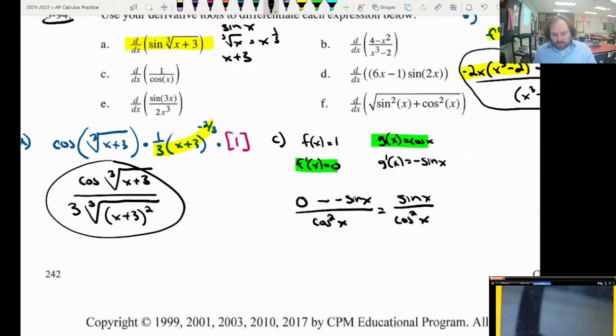Now, we could do a lot of trig identity stuff with this, but I'm going to circle it and leave it for later. I do want you to realize that this is equal to the derivative with respect to x of the secant of x, which we're going to learn the derivative for later on. We'll find a different way to write it too. So there's a formula for this. This is a preview question, question C. Let's look at question D.